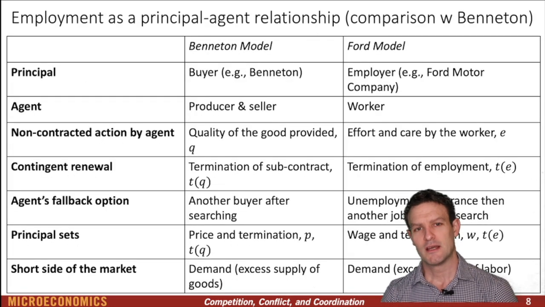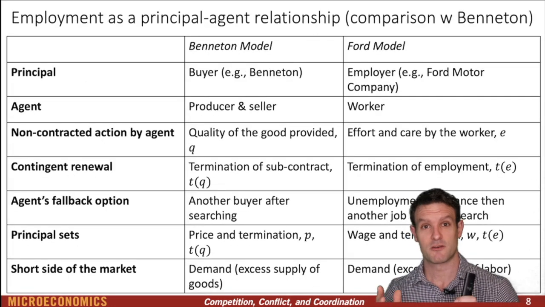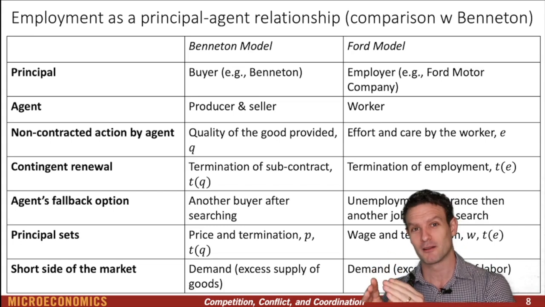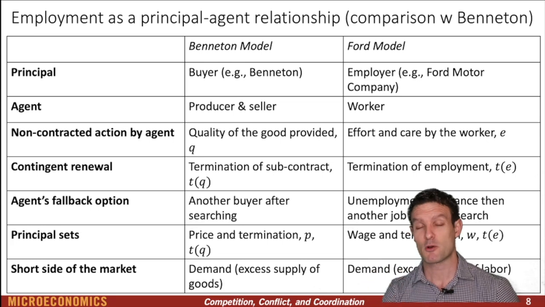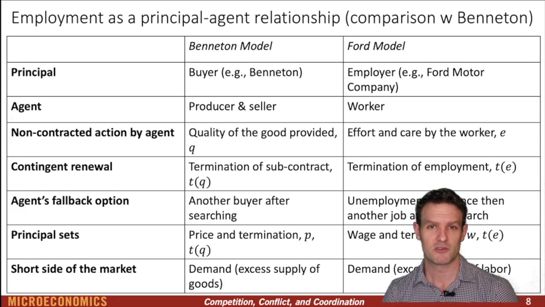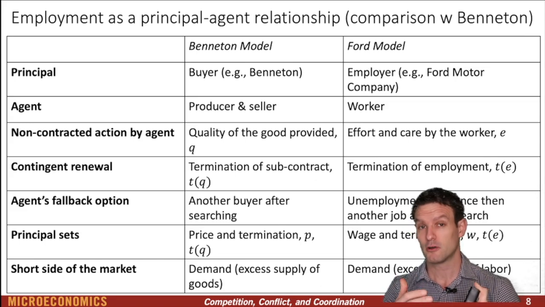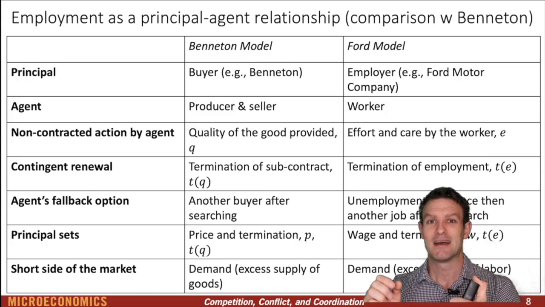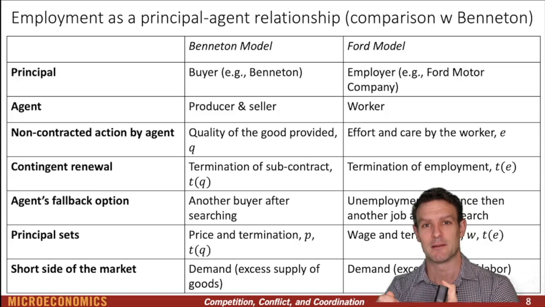Okay, so here we've got a table where we're going to be contrasting the different outcomes and the different models that we've looked at. We had the Benetton model in chapter 10, and we're looking at the Ford model in chapter 11. Another name that we're going to be using in chapter 11 is the labor discipline model. We're going to be using this term labor discipline because, like in chapter 10, the employer is going to potentially fire or terminate the worker, and as a consequence, the worker would be denied the employment rent. That's why we've got this idea of disciplining labor in an employment relationship.